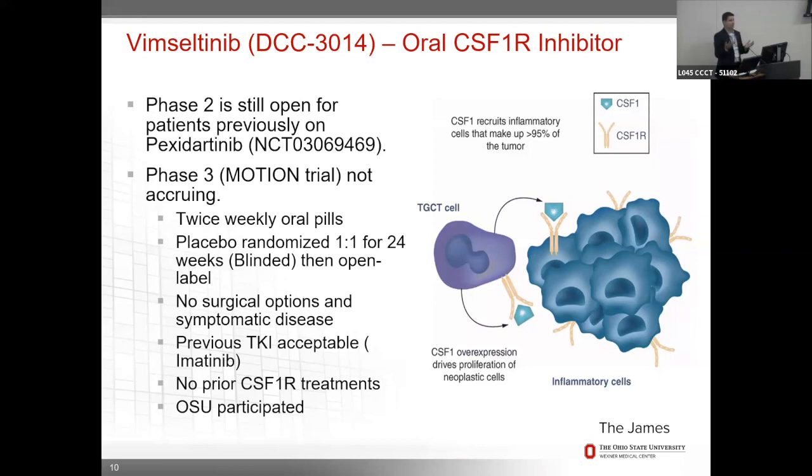you open the label, meaning that you see who is on what, right? You know which patients are receiving what. And if the patient was not receiving the study drug, then usually you can cross over. For you to be part of this trial, patients should not have good surgical options, and they should have symptoms. In this study, previous TKIs, like we were discussing in the previous lecture, like imatinib and lorlatinib, were acceptable, but if you had any CSF1 receptor treatments, you were not able to participate in this trial. And we did participate in this trial here at OSU.